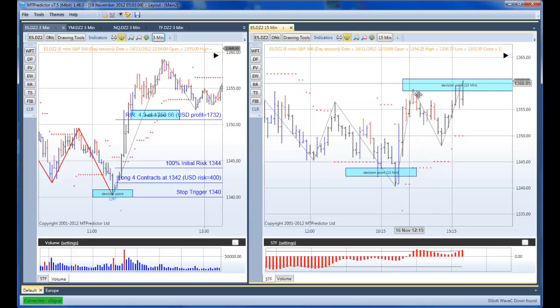So in reality, this is the area you should be using for your target because it's the larger degree resistance area. It's not the initial area on the 3-minute chart, it's the larger degree area in and around 1358.